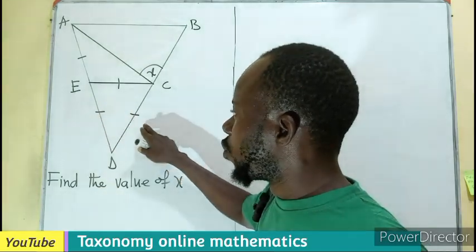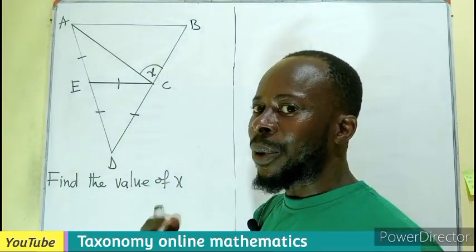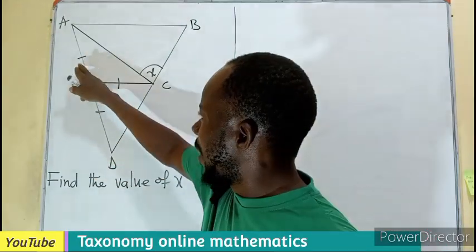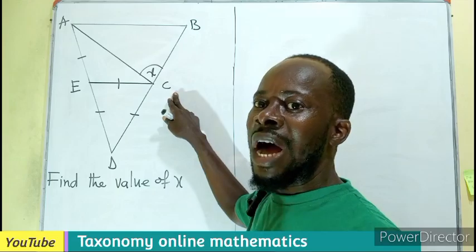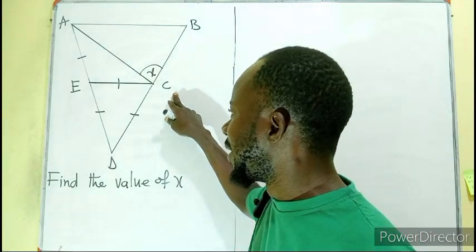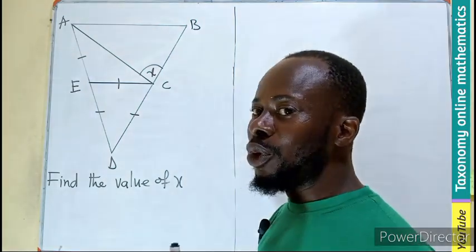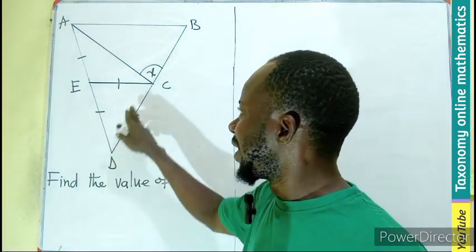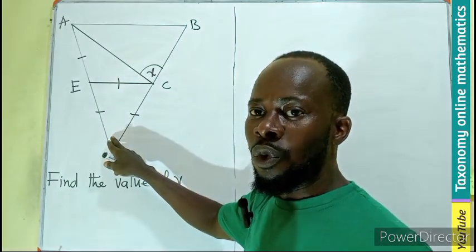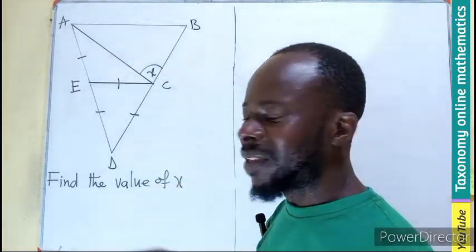So the mark here shows that the triangle ECD is equilateral. This mark also shows that triangle AEC is isosceles. Okay, so we can see there is no value given, but we can use the properties of an equilateral triangle to find the missing angles, which is going to give us 60 degrees. So now let's begin with that property.